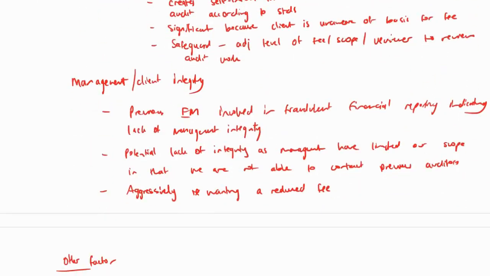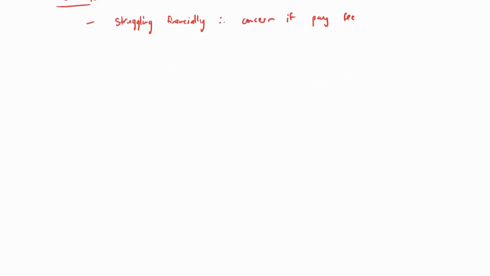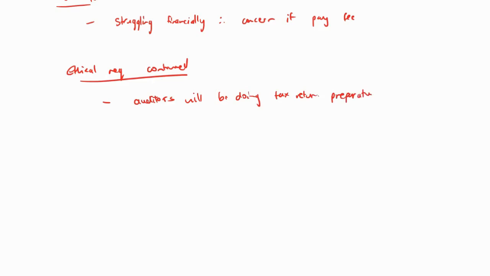If you see, now I don't have enough space, so all I'm going to do here is come to the end and say ethical requirements continued, and I'll say the auditors will be doing tax return preparation, and then I'll say that this is usually based on historic information, therefore no threat to independence.